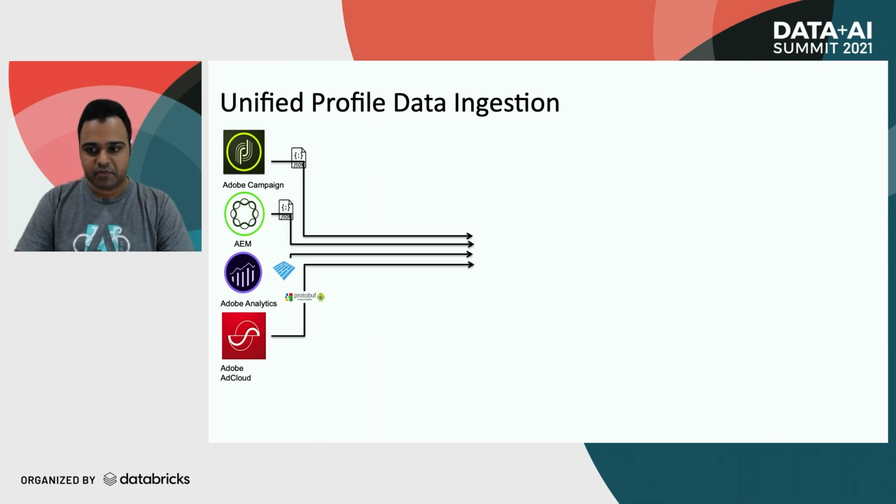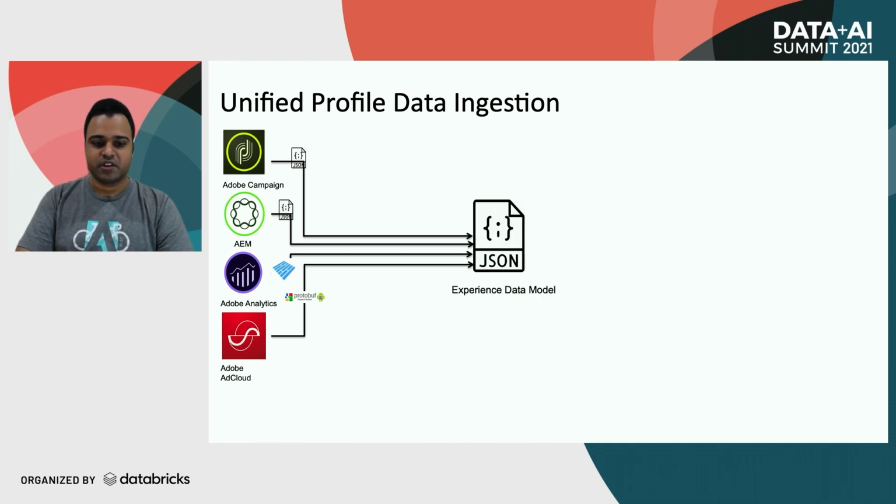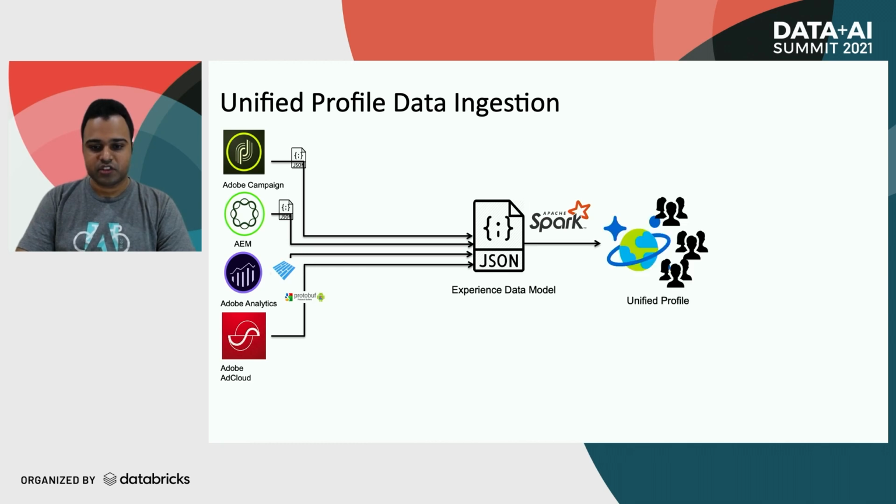This data can be coming in the form of JSON, Parquet, or Protobuf, or anything that you can think of. All of this is converted into our own JSON schema, which is a marketing standardized experience data model. We call it XDM. This in turn is ingested into what we call the unified profile, which gives you a 360-degree view for a customer.